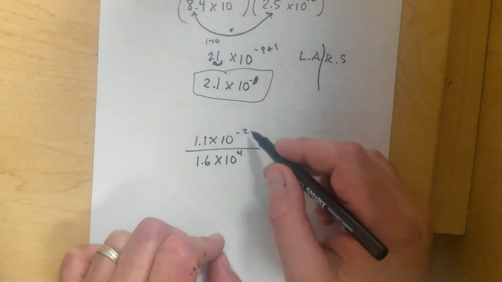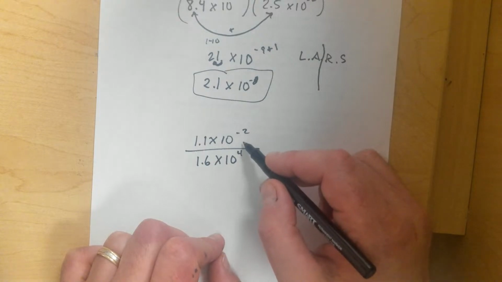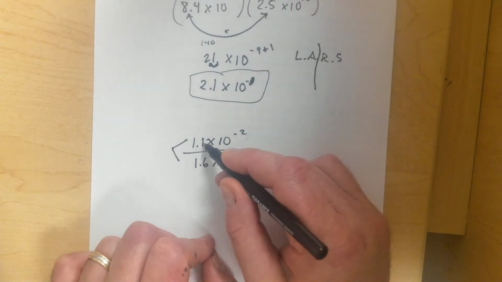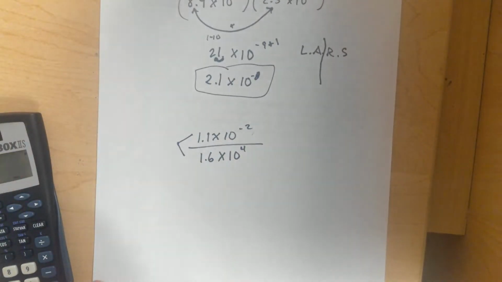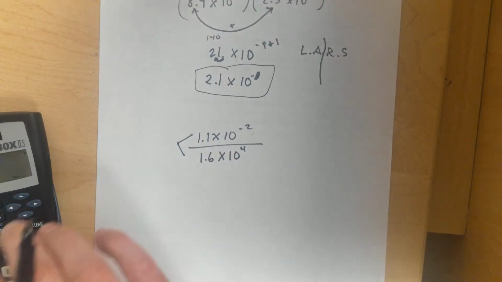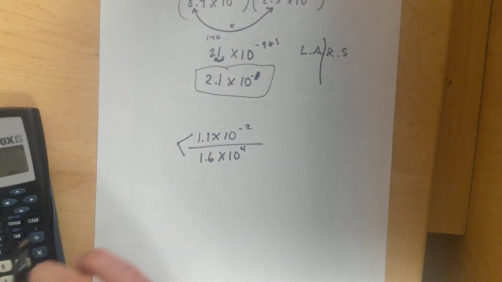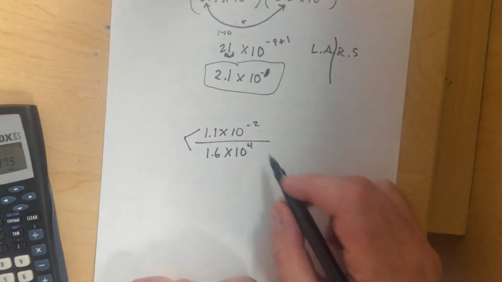So step one, I don't have to worry about my exponents being the same to multiply or divide. I simply take my top number, 1.1, and divide it by the bottom number, 1.6. On my end of the deal here, I got 0.